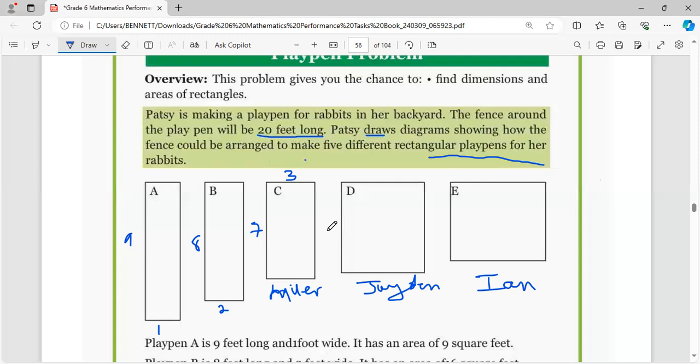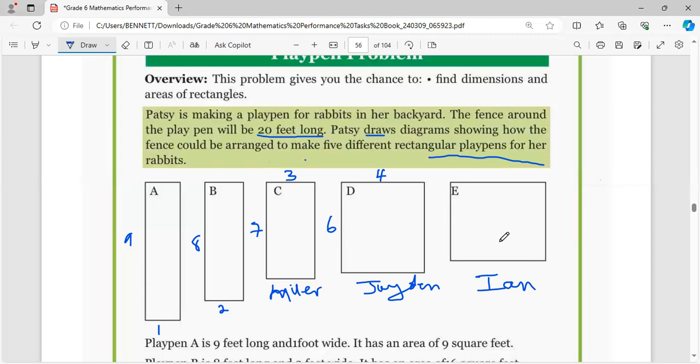Alright. So Ian, you're for E now. Ian, E. You see that, guys? Go ahead, Ian. Yes, sir. You're gonna do E now. Yes, sir. Okay, sir. So I had for E 5 feet long and 5 feet wide.